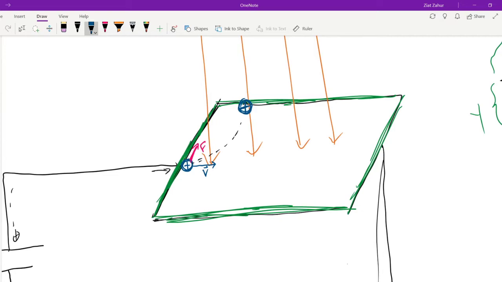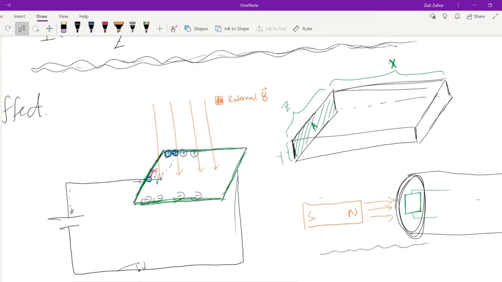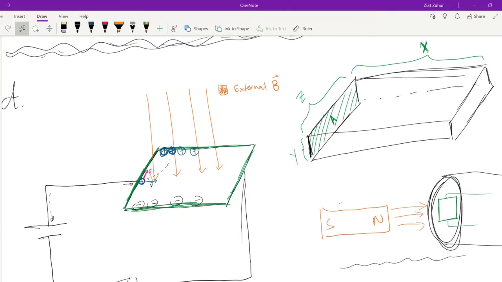So as charges keep coming out, it seems like this force keeps turning the charges, and you start collecting charges on this side. By virtue of having more positive charges on that side of the plate, that means the opposite side is more negative relative to the other side. The magnetic field comes from this bar magnet. So by virtue of having positive charges on one side, the other side is negative.